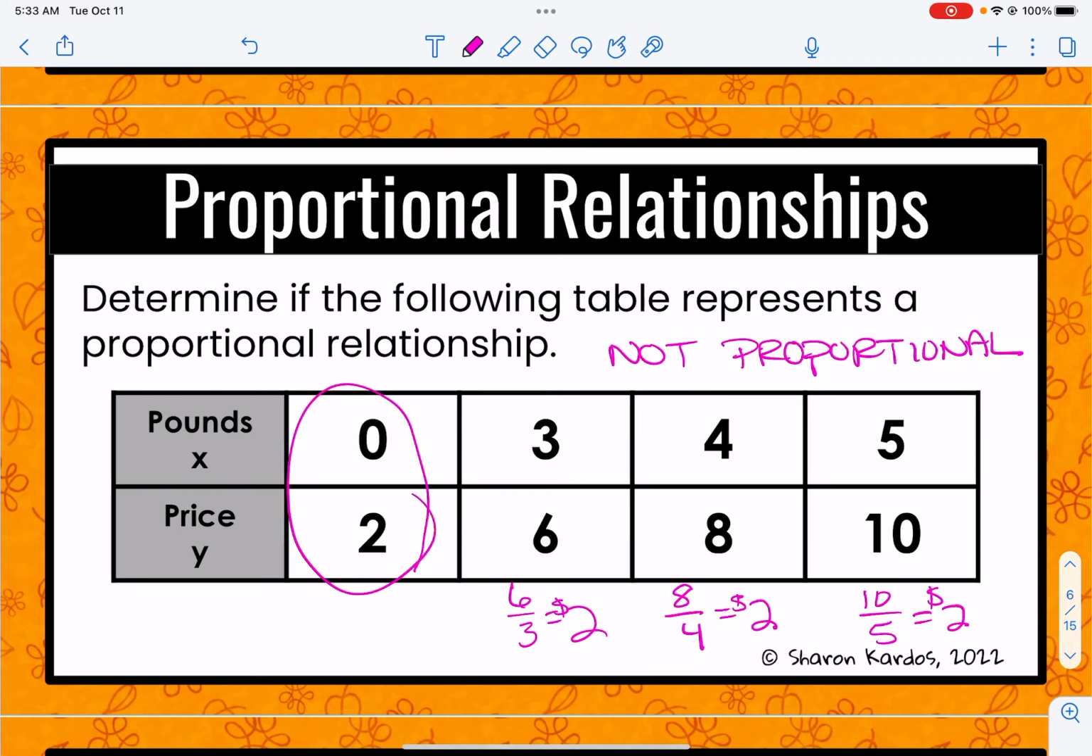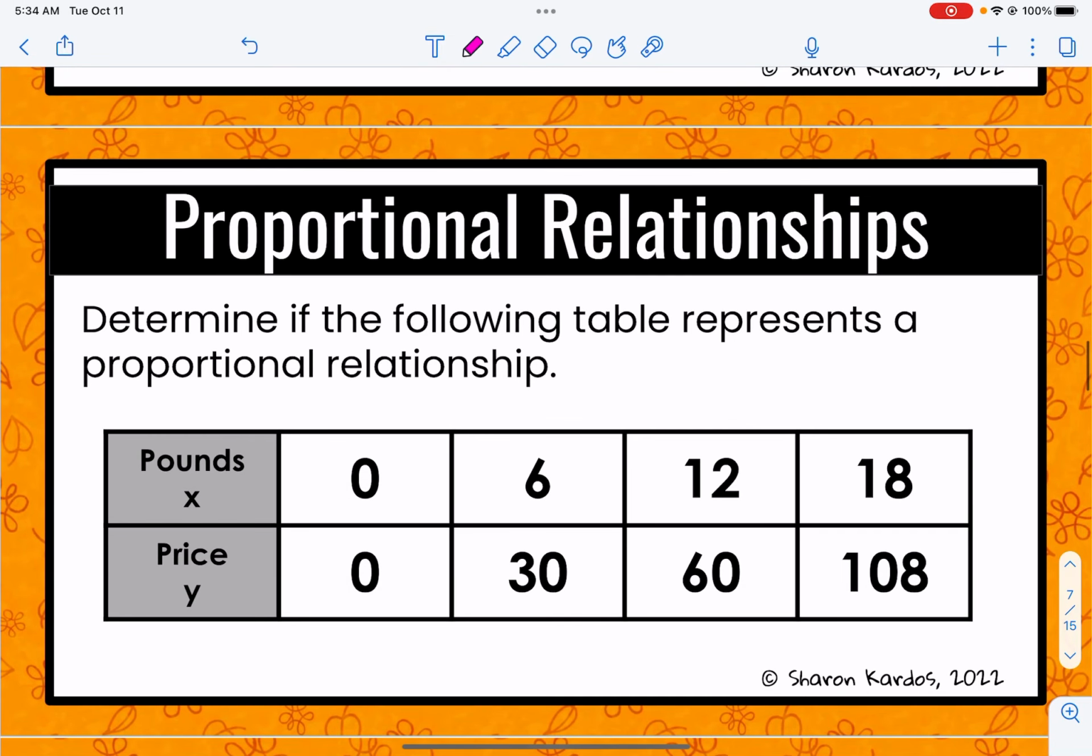All right, let's check this one. It says determine if the following table represents a proportional relationship. Well, I can see that it goes through the origin. And if they did not show the origin, then I would have to figure out if it would go through the origin, either by graphing it or by maybe backwards mapping some numbers, working backwards to find out if it would go through the origin. But in this case, we do see it meets that criteria.